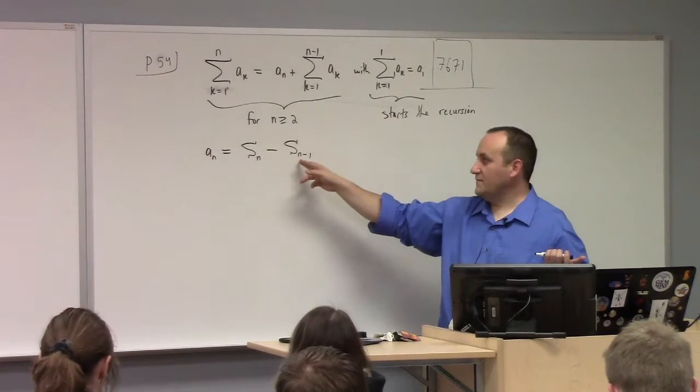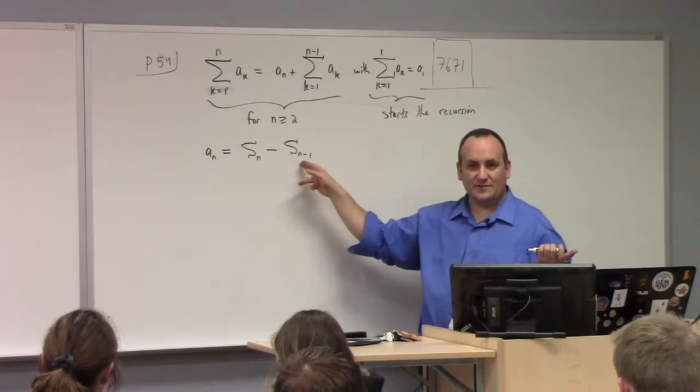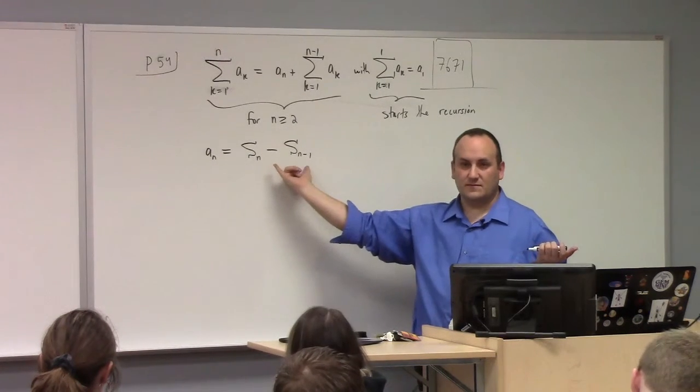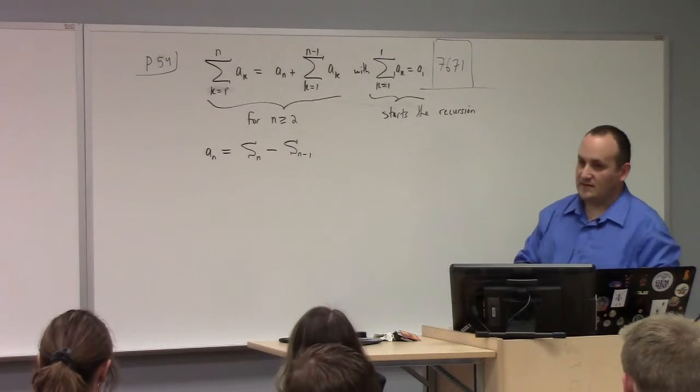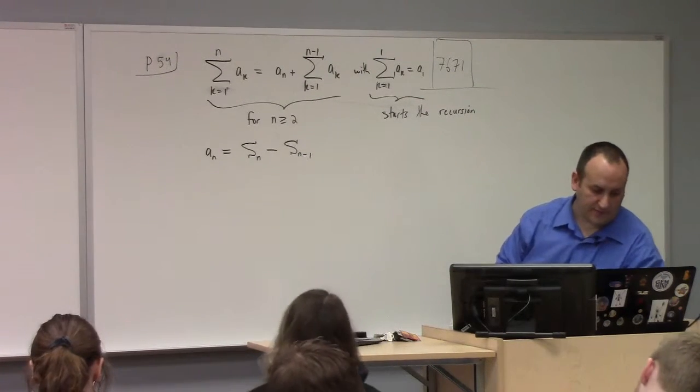Yeah, right. So if these both go to L as n goes to infinity, then what does a sub n go to? 0. That's the nth term test. And that's also essentially the solution to problem 54.